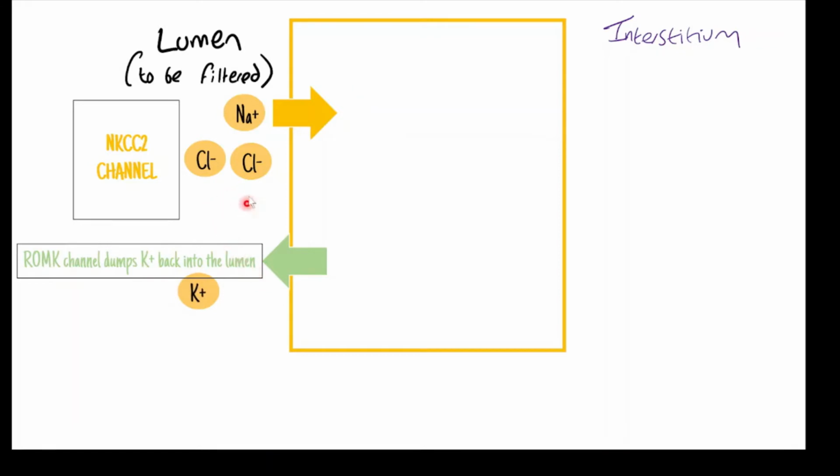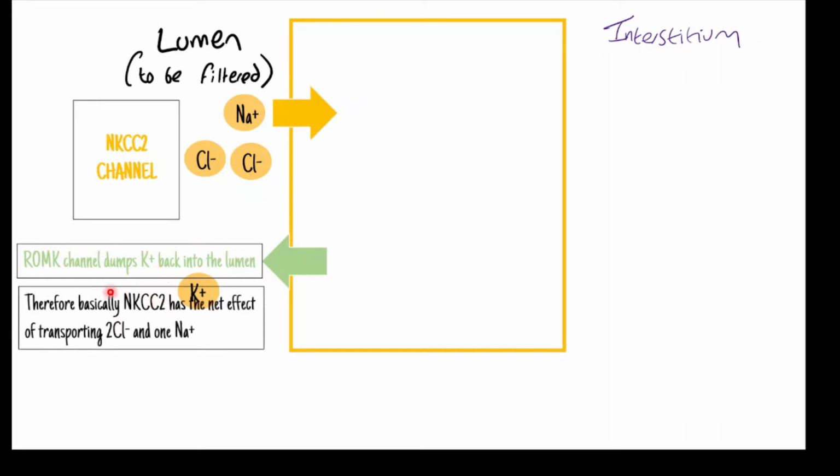So what's the net effect? Your NKCC2 has brought in sodium, 2 chlorides, and potassium, but then a lot of that potassium gets dumped back into the lumen again. Remember, we did say that about 15% of potassium is absorbed, so there is some potassium that comes through this side. However, a lot of it actually goes back via the ROMK channel back into the lumen. The net effect is basically NKCC2 is essentially a fancy 2Cl- Na+ cotransporter. So it takes in two chlorides for every 1 sodium, and potassium kind of cancels out.